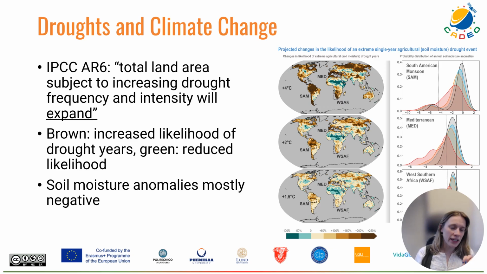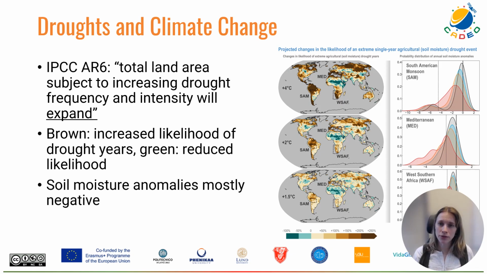So what I want to say here is that the latest climate report from the United Nations, the IPCC report, Assessment Report 6, states that the total land area subject to increasing drought frequency and intensity will expand in the future. So this means that there will be more areas that see increasing drought frequency. Droughts will come more often.